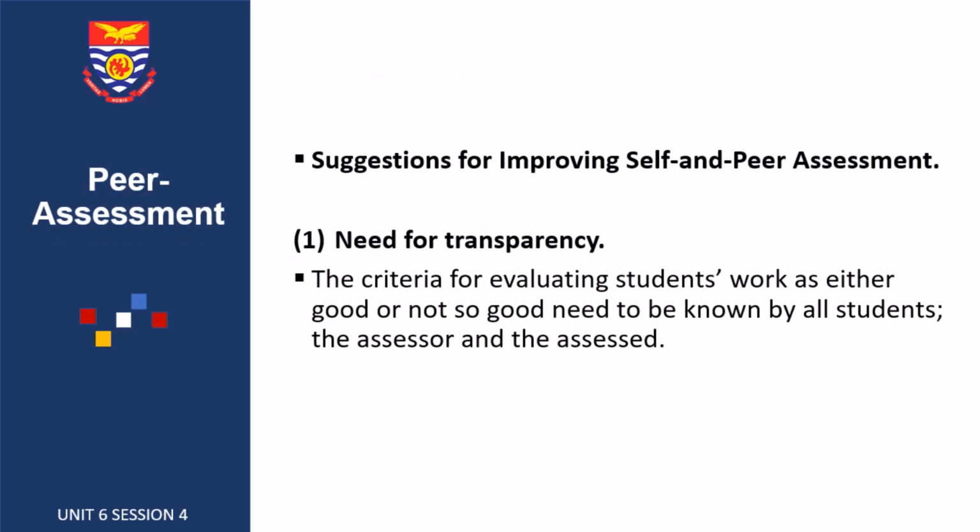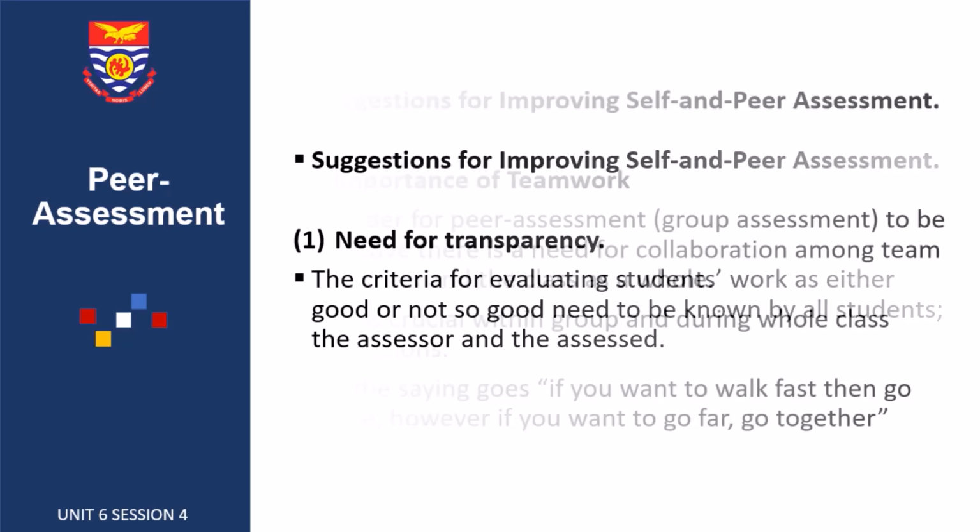Suggestions for improving self and peer assessment. First one is the need for transparency. The criteria for evaluating student work as either good or not so good need to be known by all students, the assessor and the assessed. This means that scoring rubrics, that is the marking scheme, should clearly detail what idea or practice is being tested, and this will make it transparent to all students.